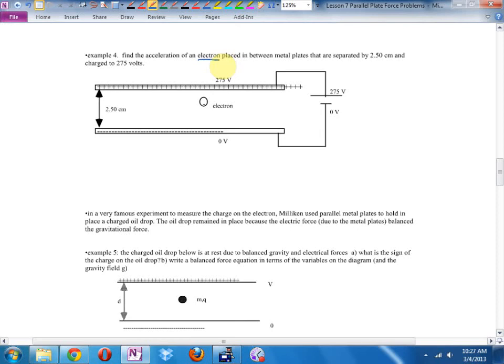First of all, look at the picture. Which way does that electron want to move? I heard down, I heard up. Convince me. Up. Why? It wants to go towards what? Positive and away from? Okay, it really wants to move up. There's my net force.